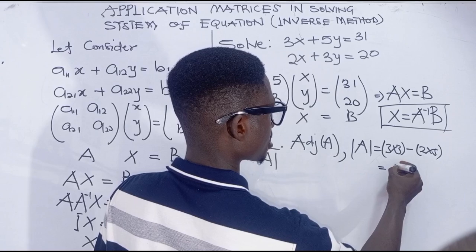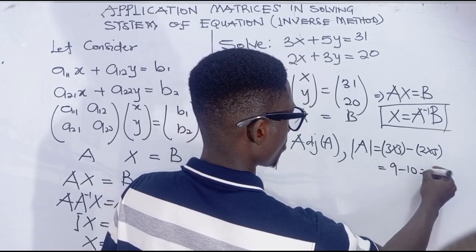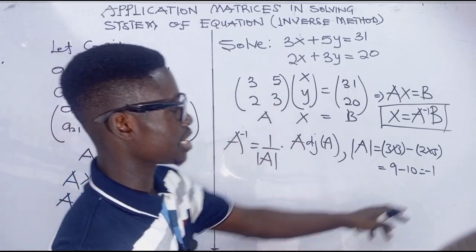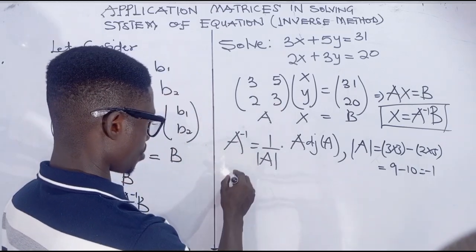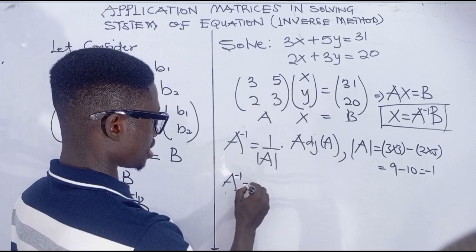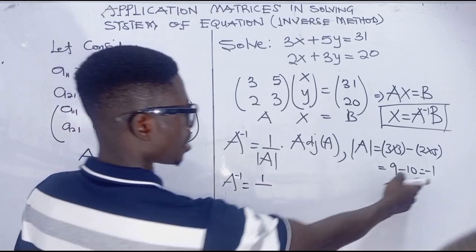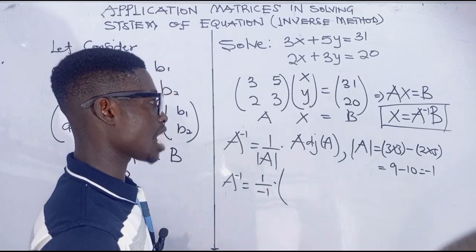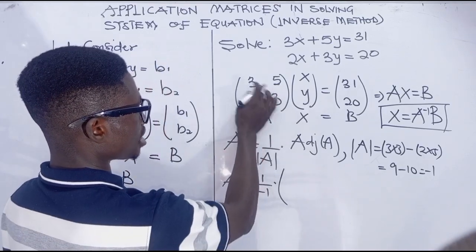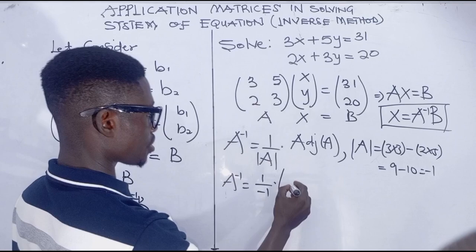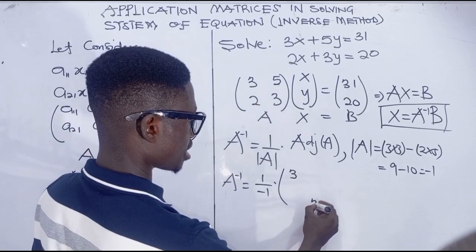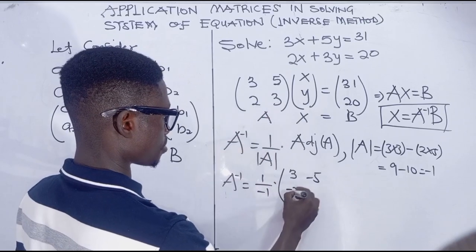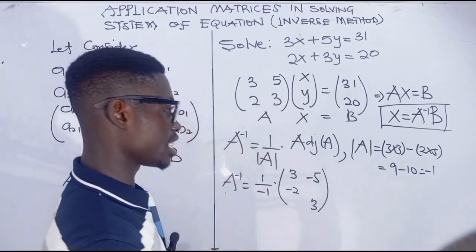And that's going to give us 9 minus 10, and we have minus 1. So the determinant of matrix A is negative 1. So we have our inverse of A equal to 1 over minus 1. And then to find the adjoint, we are going to interchange the position of 3 and 3. So we have still 3 and 3, and then we negate 5 and then minus 2. So this is the inverse of A.